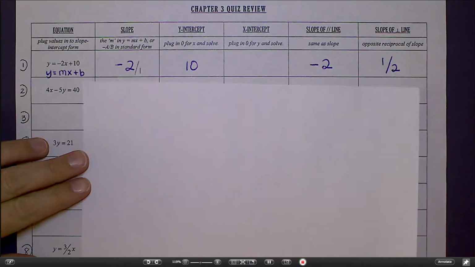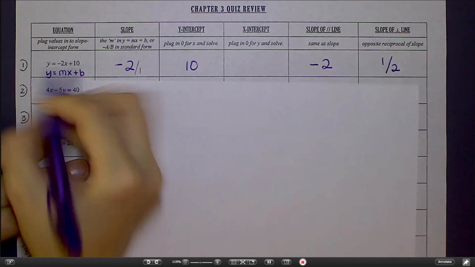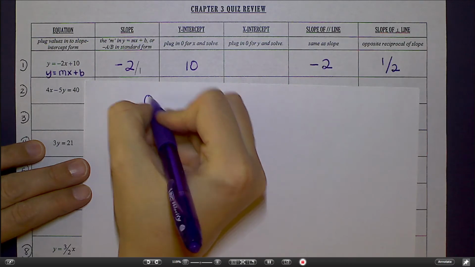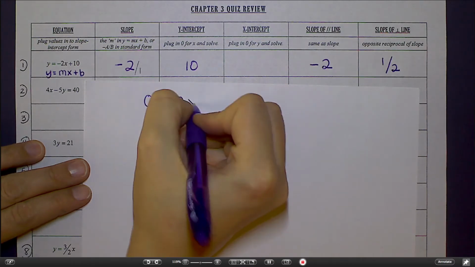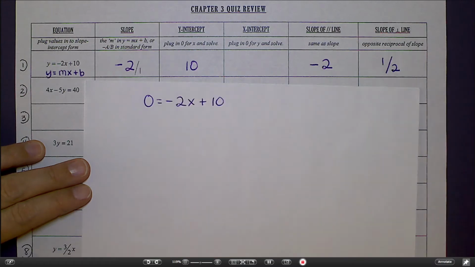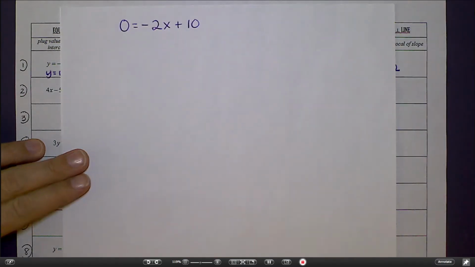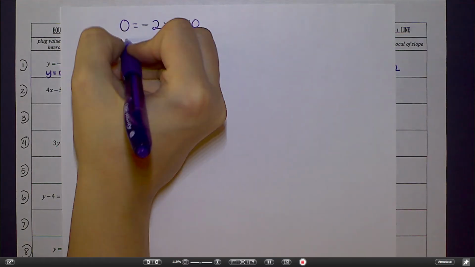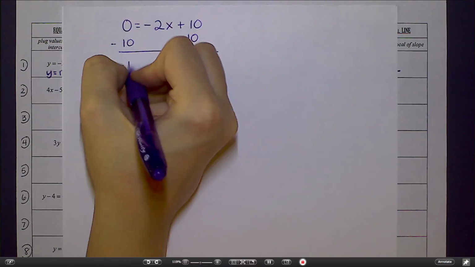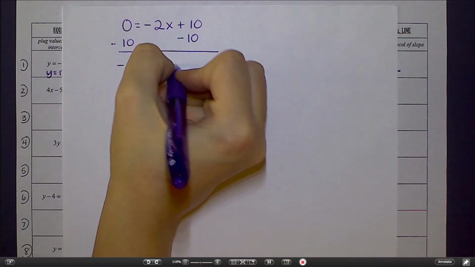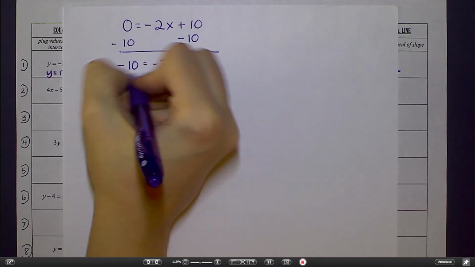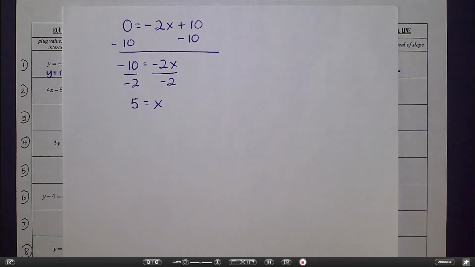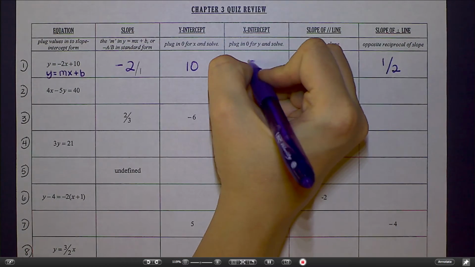So I'm going to take that y equals negative 2x plus 10, and put a 0 in for y. So that'll look like this. 0 equals negative 2x plus 10. And once you're able to do that, we need to solve this equation. So I would subtract 10 and subtract 10. I end up with negative 10 equals negative 2x. Divide by negative 2, and I end up with x equals 5. So that means my x-intercept back on my chart is 5.